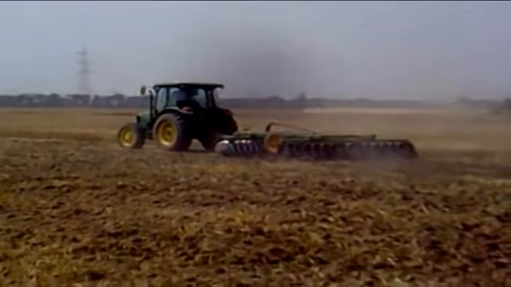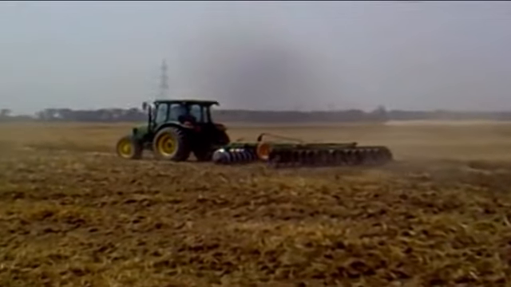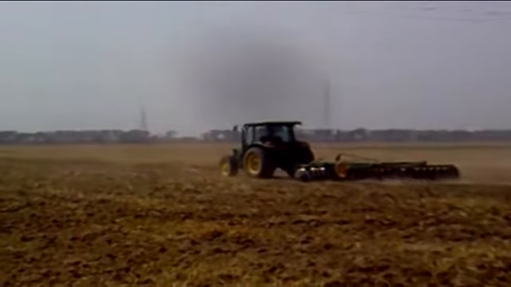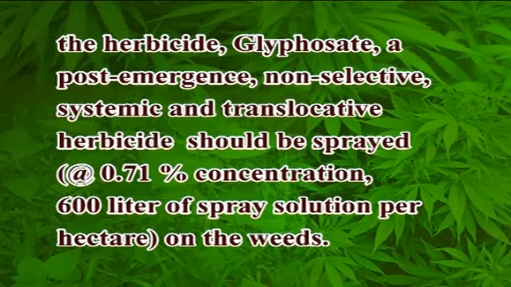Thus, to overcome the weed menace through adoption of a suitable management system, an integrated system was developed comprising application of herbicides and intercultural operations. Immediately after pruning, the herbicide glyphosate, a post-emergence, non-selective, systemic and translocative herbicide, should be sprayed at the rate of 0.71% concentration, 600 liters of spray solution per hectare on the weeds. Two applications per year are ideal for effective management of weeds. Intercultural operations should be conducted in alternate crops.